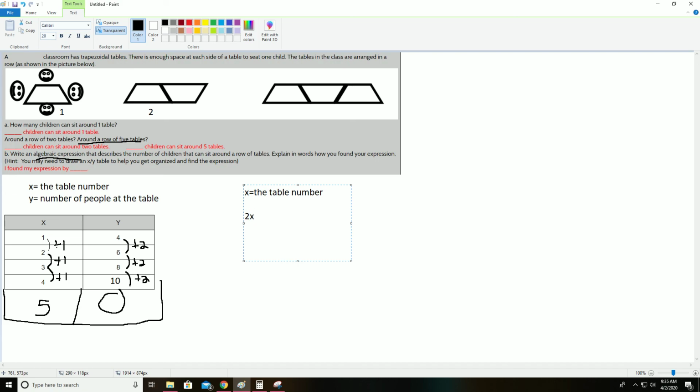Let's try 2x. And like I told you before, your expression is going to have a plus something in it. It is going to have a plus something in it. Okay? So if I say 2x, and on the first one, remember our x is 1, so 2 times 1, I know that's 2. What could you add here to make your answer 4?